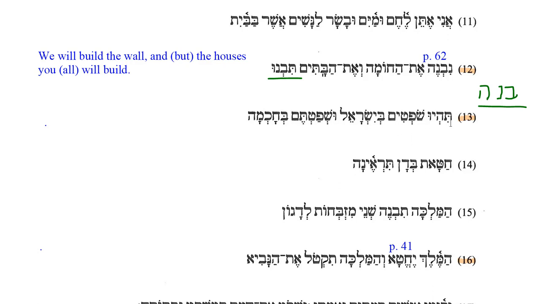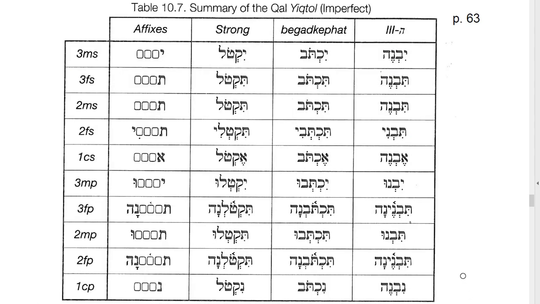So this first verb here, Tihyu, I happen to know that it comes from the root haya, but it might be a little bit difficult to figure that out. Let's take a look at the chart. This will be found on page 63. First, we'll look at our master chart on page 63. And we noted that the verb had a prefix of tav and a suffix of shureq, so I'm thinking second masculine plural. Now, haya is an interesting verb. It is lamed hey, but it has some interesting features of its own. So we can look at the chart of just haya also on page 63.